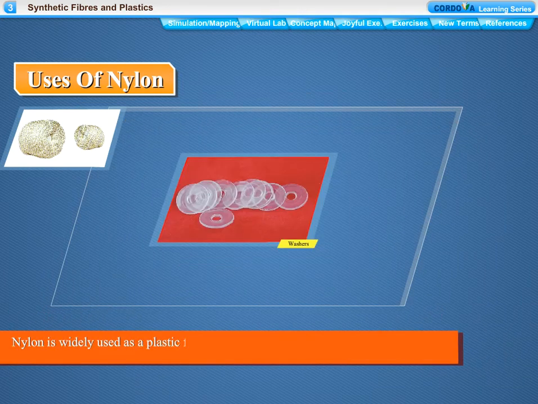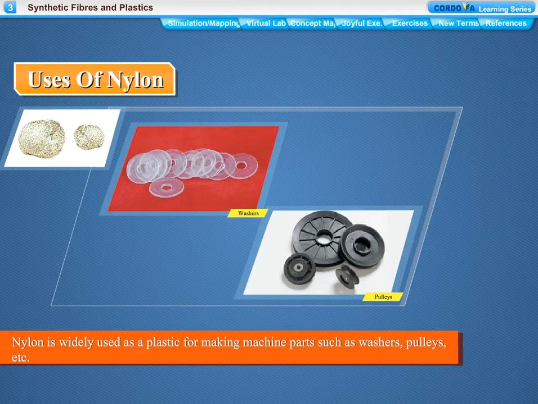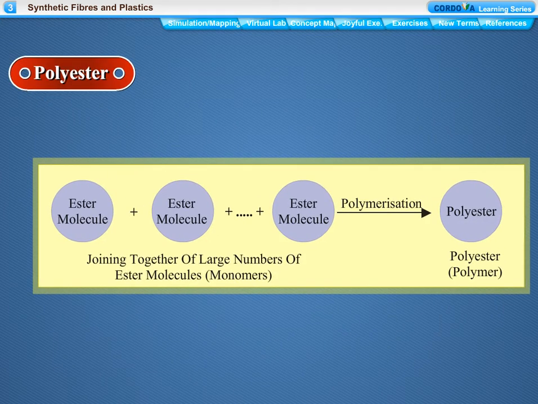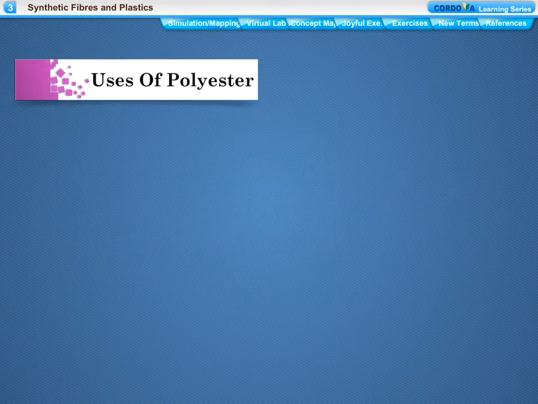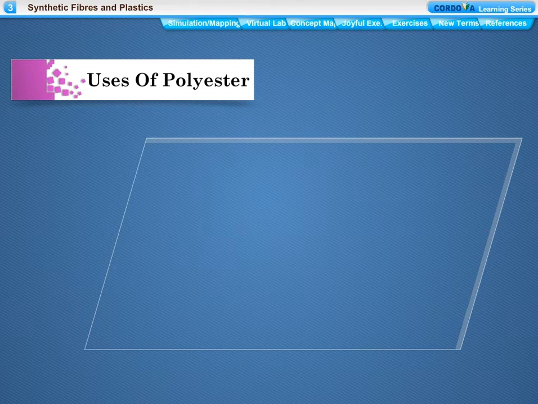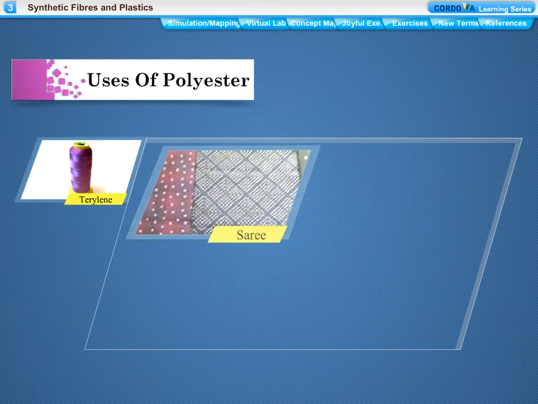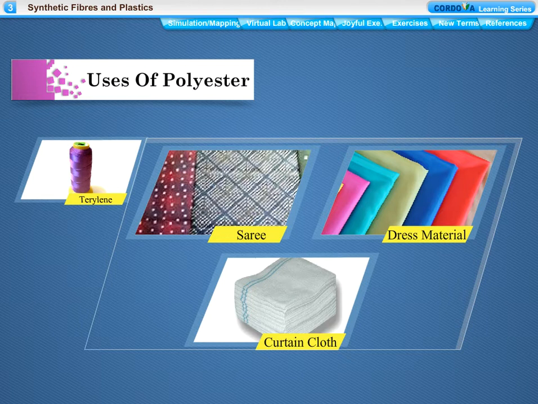Nylon is widely used as a plastic for making machine parts such as washers, pulleys, etc. Polyester. Polyester is made up of the repeating units of a chemical called an ester. Uses of polyester. Polyester fibers like terylene are used for manufacturing saris, dress materials, curtain cloth, etc.